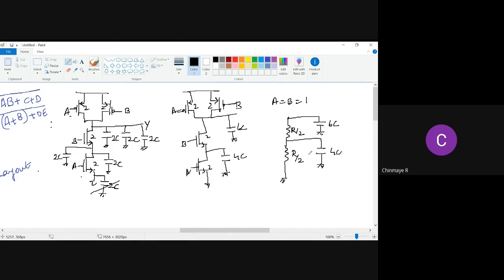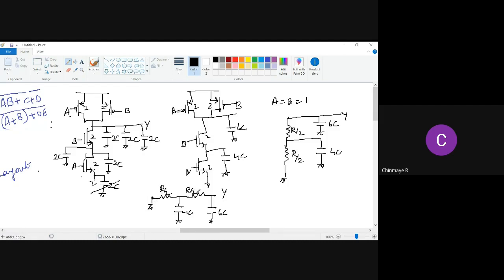And as you can see here, this is the output Y, right? So you have two RC ladders, which is something similar to this. You have a ground here, then you have R by 2 here, and then you have 4C going to ground. And then you again have an R by 2 here, and then you have a 6C going to ground. And this is the output Y, and this is ground because we are considering discharging, right? So this will be R by 2, and this will be R by 2.